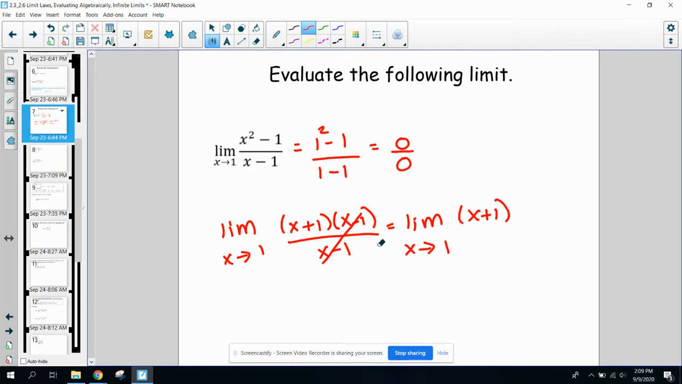Once we've simplified it, we can now use direct substitution again. So we'll try to plug in 1. 1 plus 1 is going to give us 2. Once you get an answer that works, then that's good and we're done.